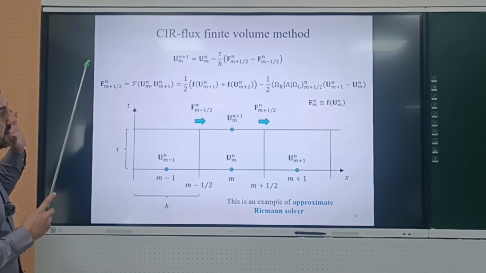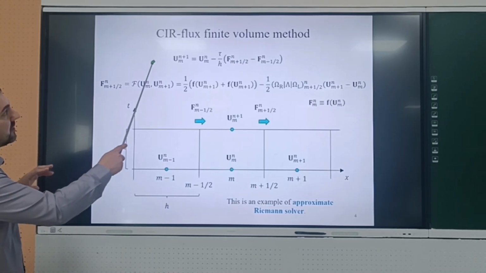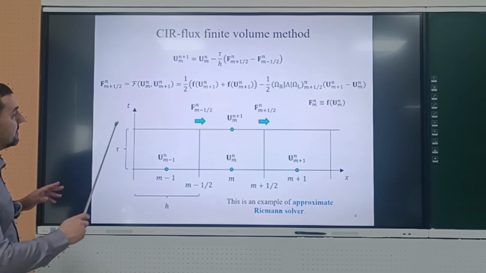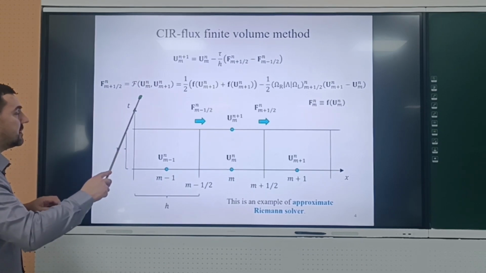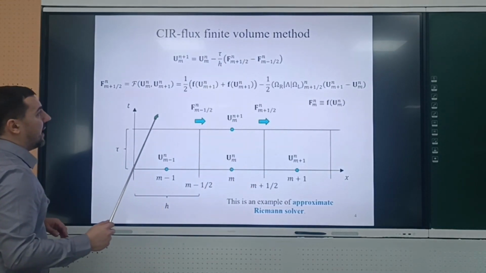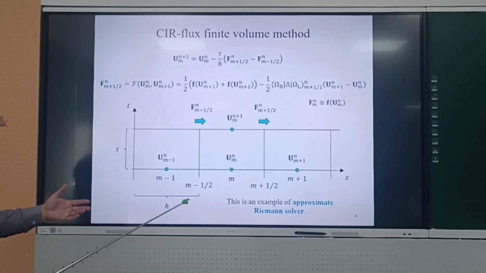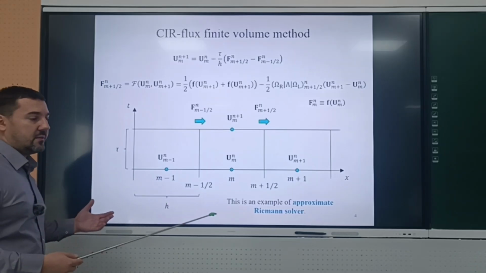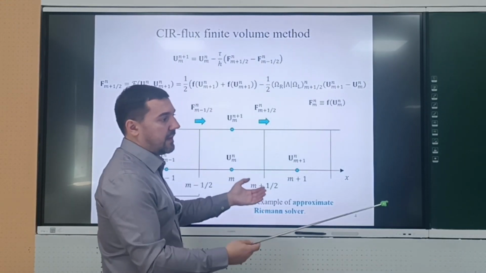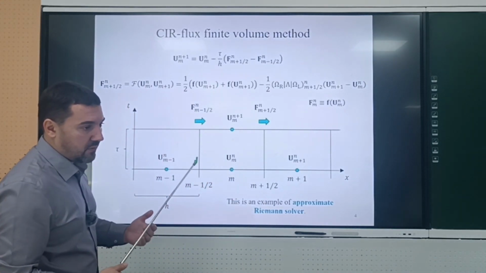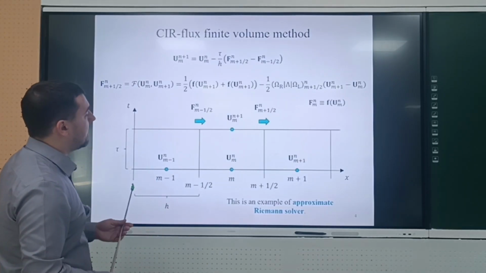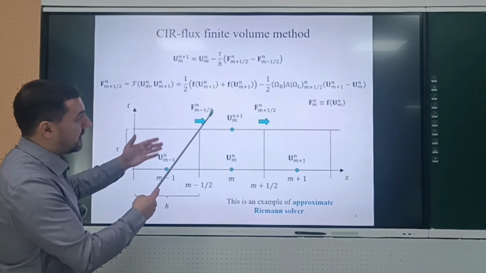For example, we already discussed this Courant-Isaacson-Rees flux finite volume method. You can choose this function of states to the left and to the right of the edge of our computational cell in this form. And actually, I explained to you how to get this formula. We derived it. We started from the Courant-Isaacson-Rees numerical scheme for the linear advection equation. Then we generalized it for a linear system of hyperbolic equations, and then for a nonlinear system of hyperbolic equations. And it will look like this one.